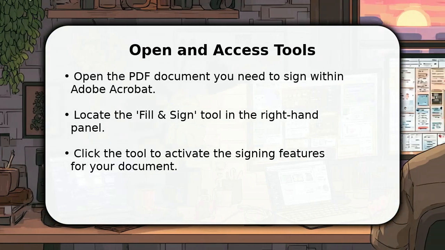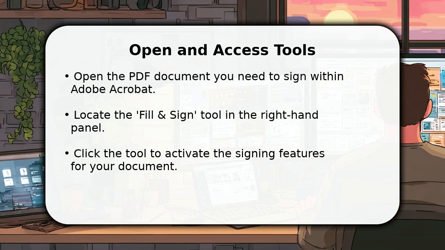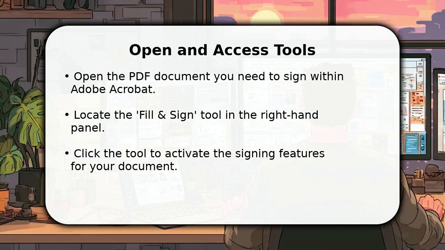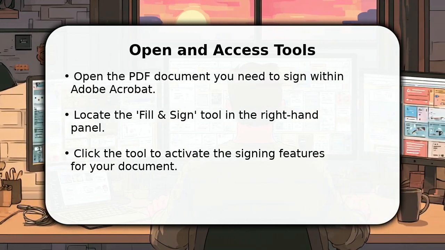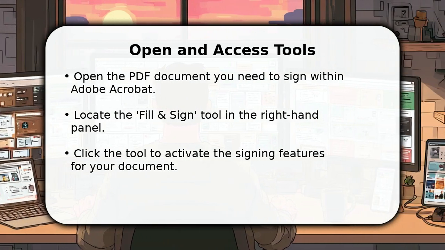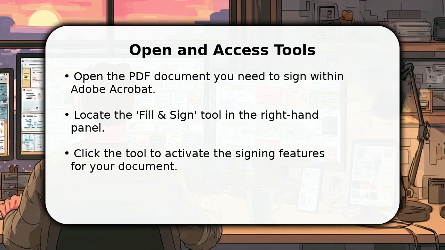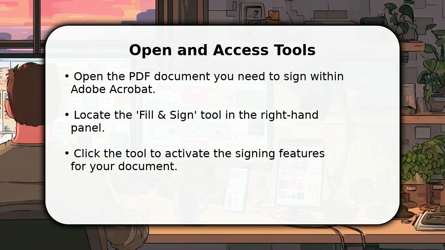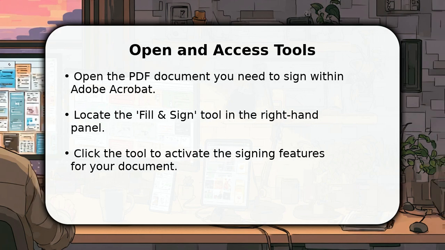In this video, I will show how to sign PDF documents using Adobe Acrobat. To begin, open the specific PDF document you need to sign directly within the software. Once open, carefully look for the Fill and Sign tool, usually located in the right-hand panel of your screen. Clicking this important tool will immediately prepare your document for the signing process, making it very user-friendly. This step ensures you are ready to proceed with adding your signature efficiently and without any hassle.